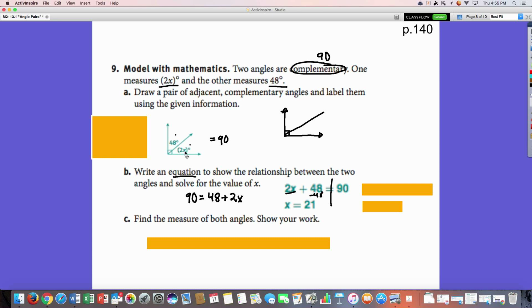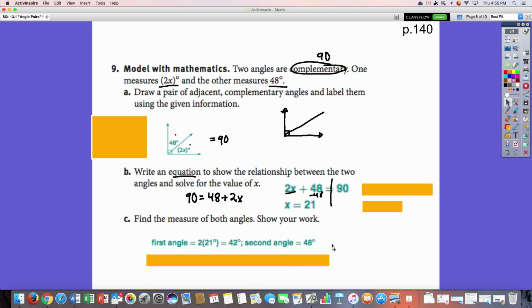So 2 times 21 is 42. 42 plus 48 equals 90. And the last part, they ask what those measurements are, but we know that. 2 times 21 equals 42. And the second angle is 48. That's an easy one. They told us that.